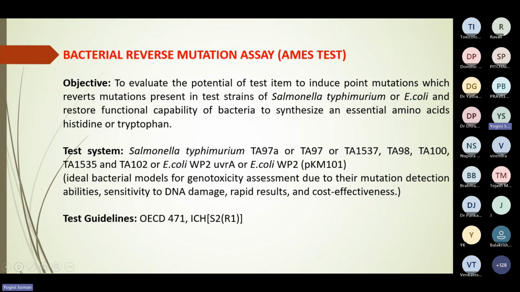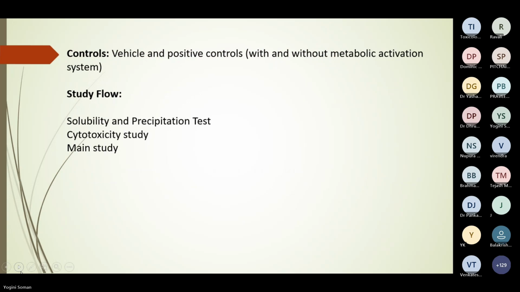To conduct the Ames test, you can refer to the test guideline OECD 471, and for pharma, you can conduct the study using OECD 471 and the ICH S2(R1) guideline. For the study, you should include test concentrations along with the vehicle and positive controls, with and without a metabolic activation system. The study flow is a solubility precipitation test, then the cytotoxicity study, and the main study.